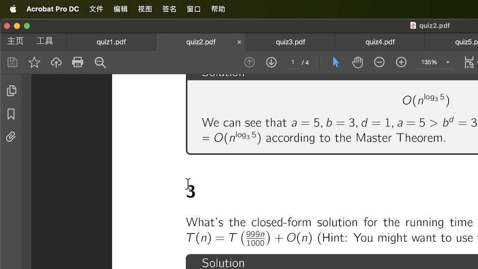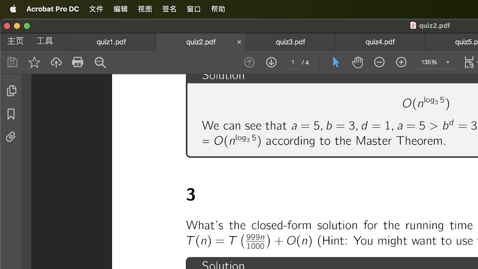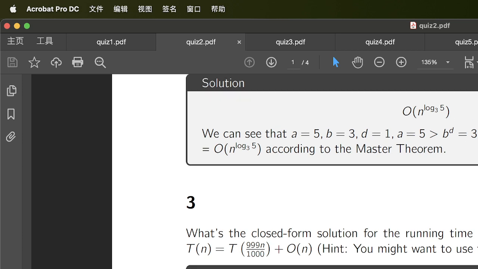And number 3 is another example where we need to use the master theorem. Very similarly, we just apply the theorem as previously.